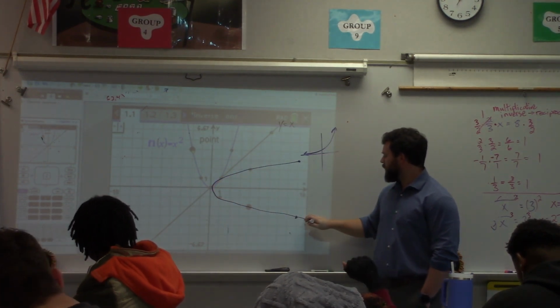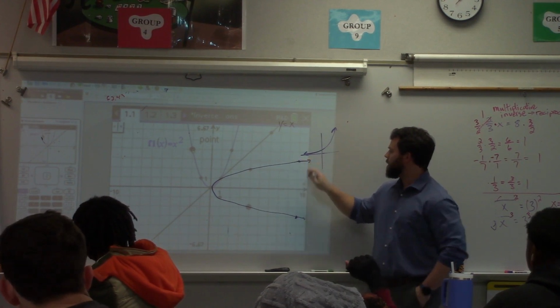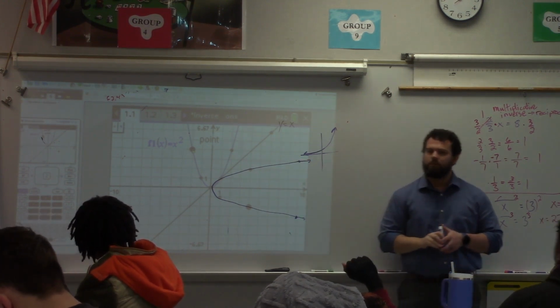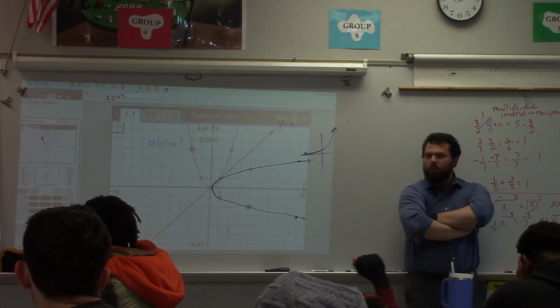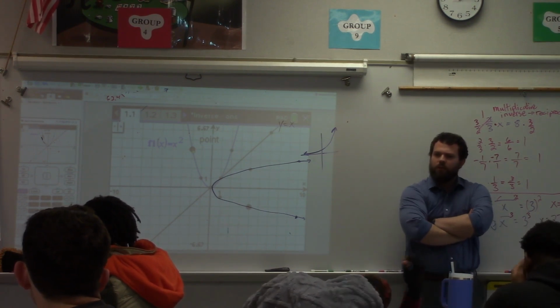Does that look like a parabola? Yeah. What's the difference this time, though? The direction, right? It's going to the side. So would this parabola be a quadratic function?